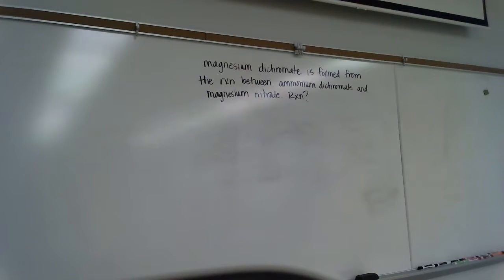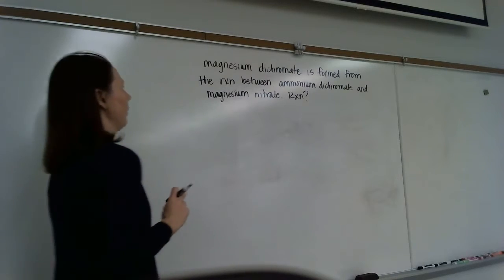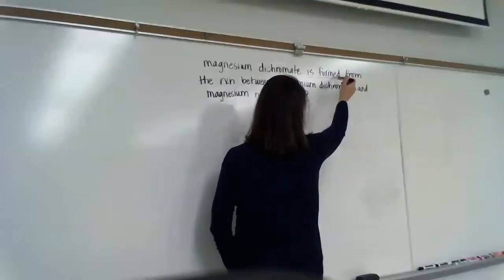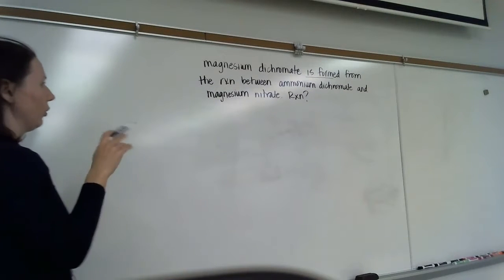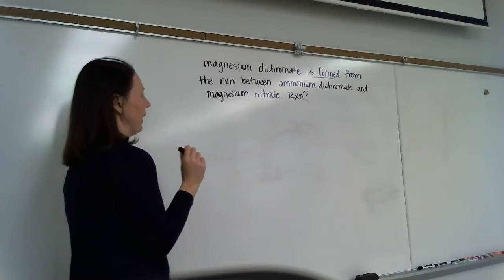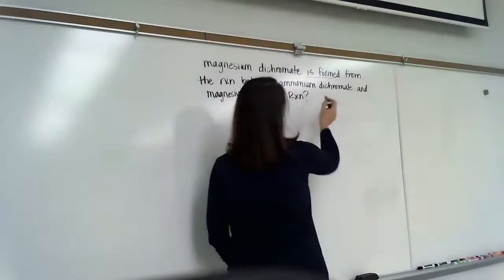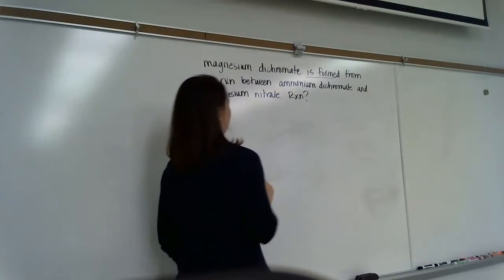Dichromate is a polyatomic ion that students mess up a lot. So we can roll a lot of things into this one. We can review our polyatomic ions. We can review formula writing. We can review balancing equations. We can roll a whole lot of skills into this one problem. So it says is formed. So does that mean it's a reactant or a product? It's a product. So let's not worry about it first. Let's worry about what our reactants are. Our reactants are ammonium dichromate and magnesium nitrate.